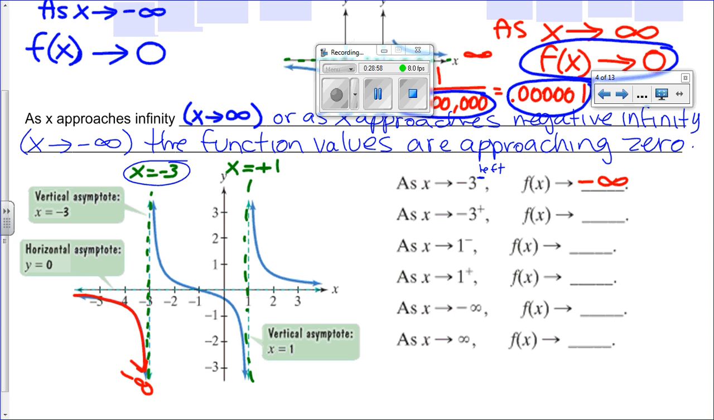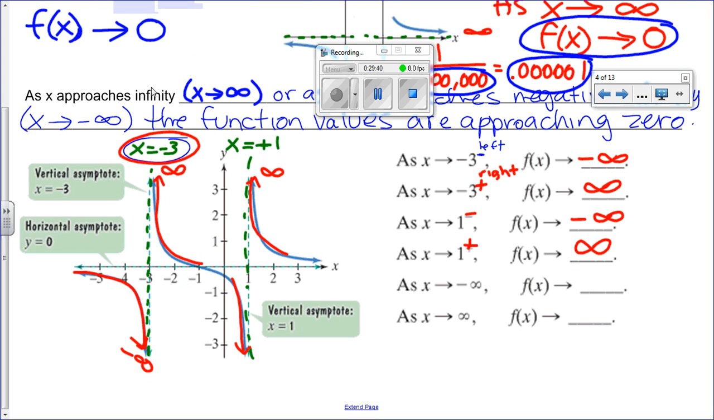For the next part, we have a little plus here. So that means from the right. So we look at the right side of the same asymptote. And if you look at what's happening to the graph, that is going up to positive infinity. Now the next question says x approaches 1 from the left. So you look at the left side of that asymptote and you see they're going down to negative infinity. The next one is from the right. So you look at this part of the graph and you see that it is going up to positive infinity.